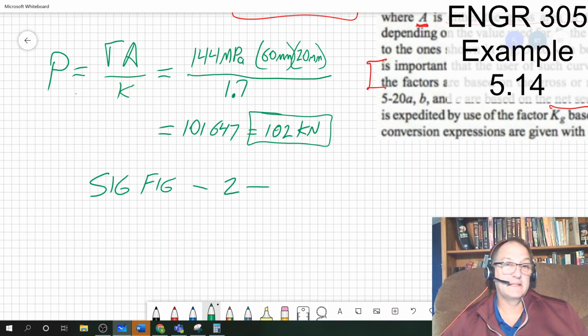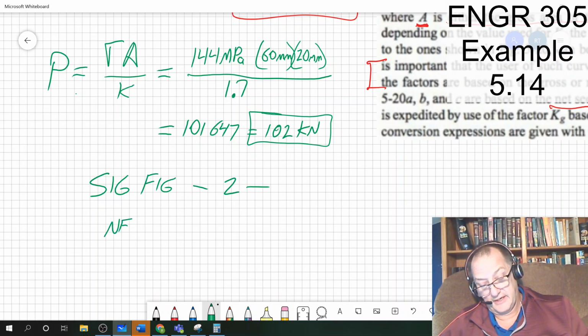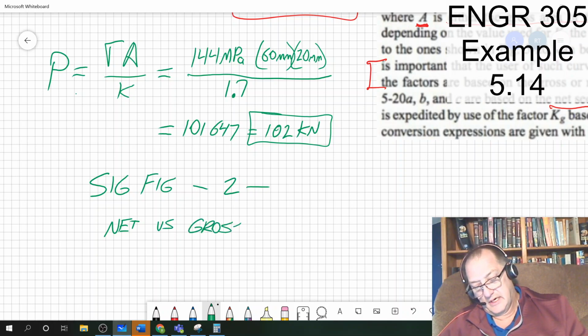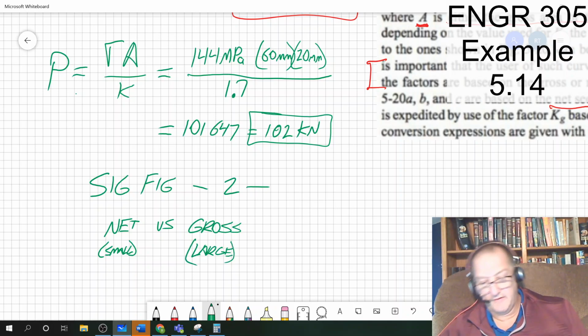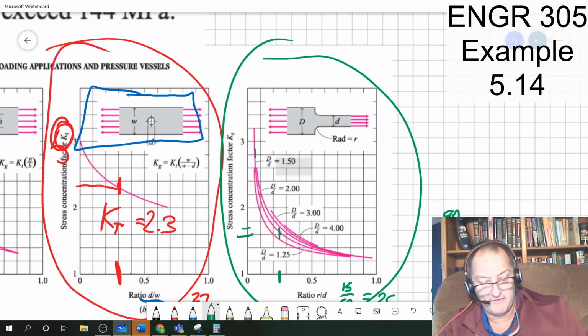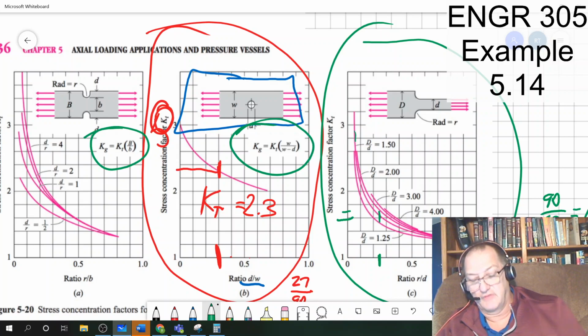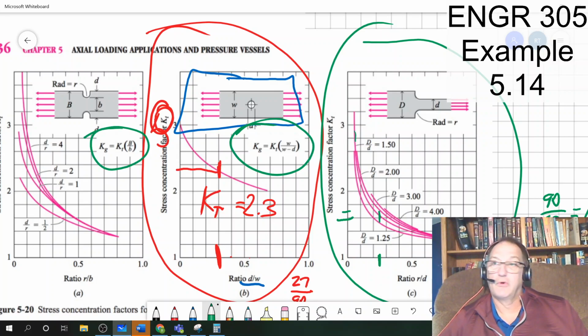And then, the net area versus gross area. Net versus gross: this is the small, and this is the large. And if you want to use the other one, they do have an equation here to convert them back and forth. So you can look at that.